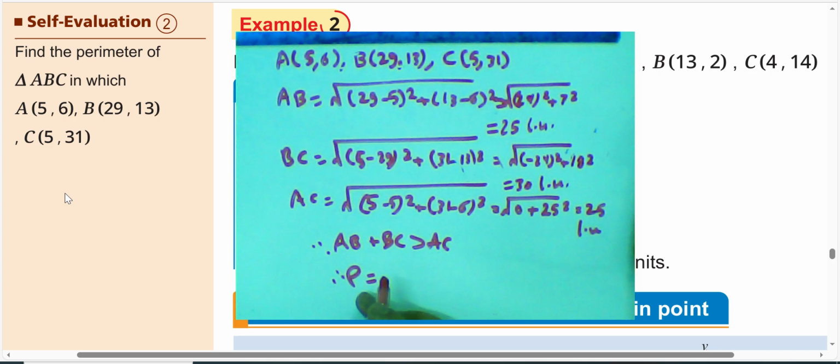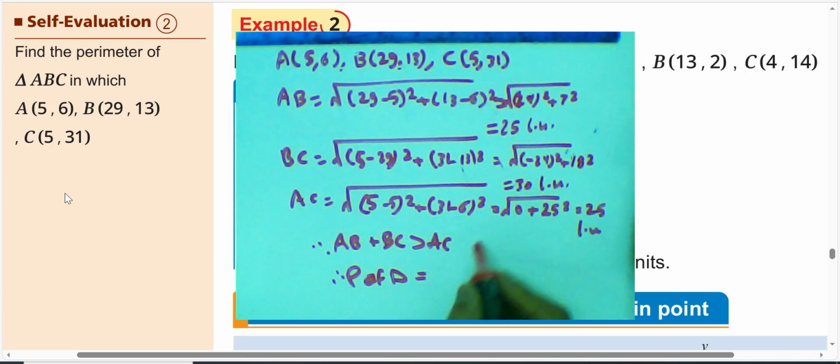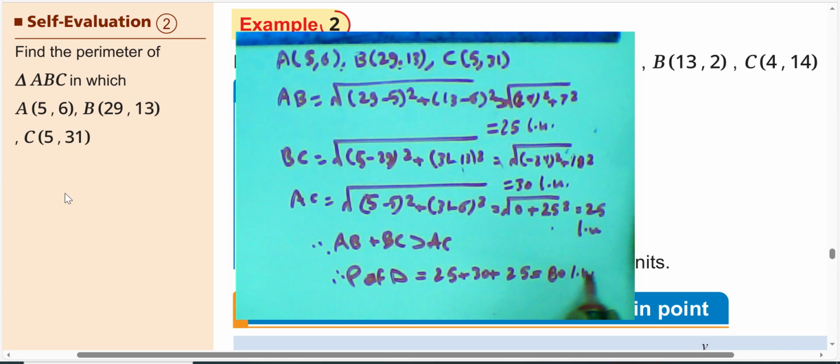The perimeter of the triangle is 25 plus 25 plus 30. This triangle we call isosceles, because we have two sides with equal lengths. Then 50 plus 30 equals 80 length units. The perimeter will be 80 length units.